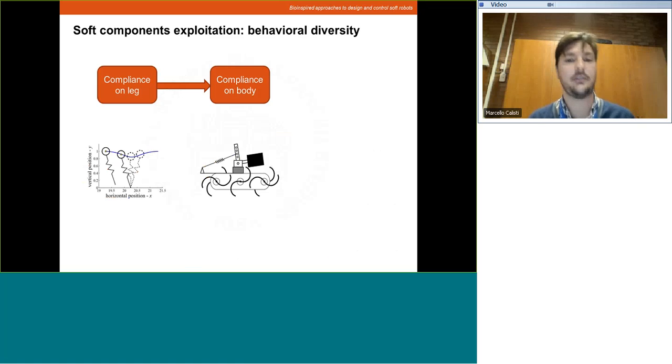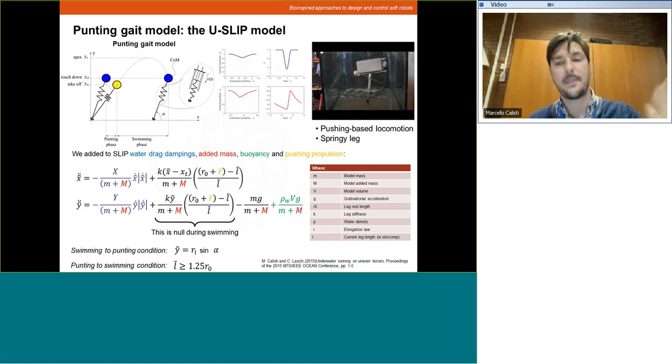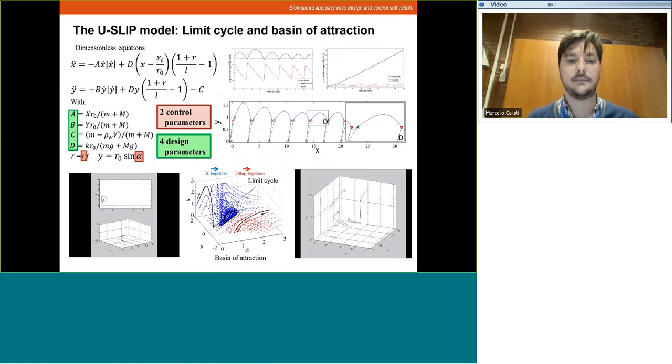Now we talked about compliance on legs, compliance on body. I will go very briefly over shape-changing bodies that extend this concept of using not only compliance on the leg but compliance on the body with the form of the body. And as an example, but this is just an example, I'm using underwater legged locomotion. Why is that? Because underwater forces are strictly related to the shape of the body itself. So what we discovered is that by properly designing the shape of the body, we can increase a lot the number of convergent states, so the number of states that have these self-stabilizing properties with respect to disturbances.